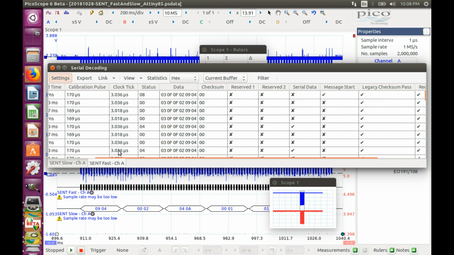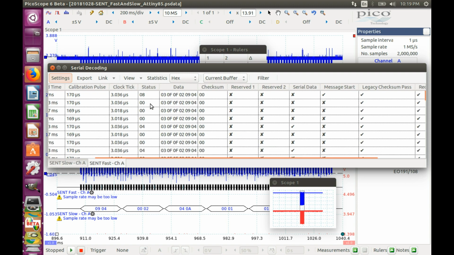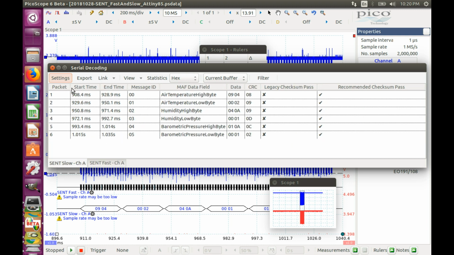in the table as well. We have a tab for the slow channel here. Now let's examine the slow data more closely. Let's go to the serial decoding table and switch to the Send Slow tab, where we will find 6 packets with message IDs from 0 to 5.